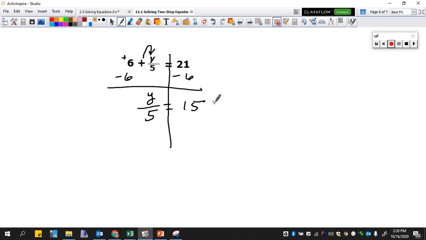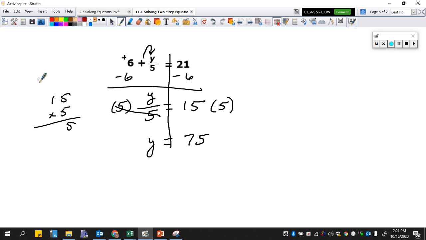All right? And the inverse operation of dividing by 5 is multiply everything by 5. All right, so 5 divided by 5 is 1, which cancels out. We're left with 1y, or just plain y. 15 times 5 is 75. Let me double check. 5 times 5 is 25. 5 times 1 is 5 plus 2 is 7. So, yep, it's 75.